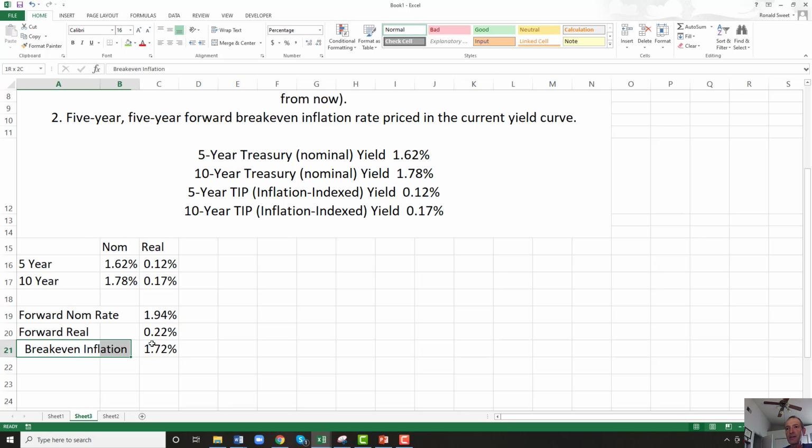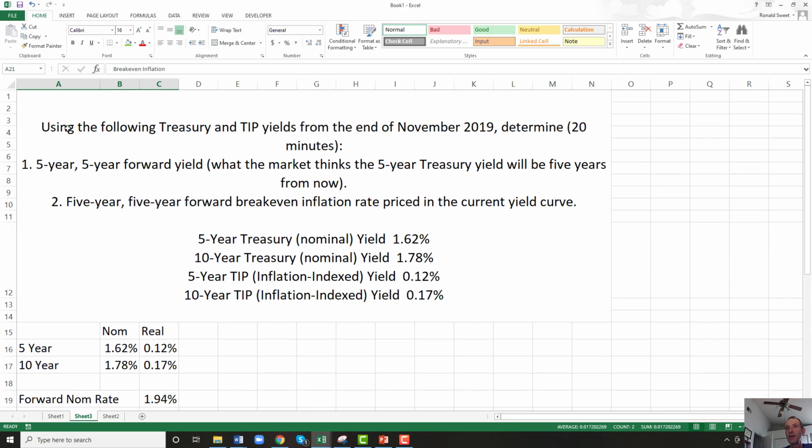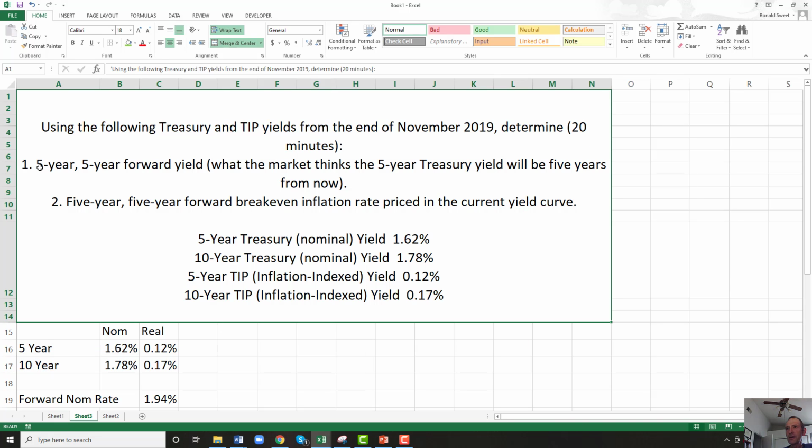And that would be the answer, because you look at the question, using the following treasury and TIPS yield. I don't know what this is, November 29. I don't know why I'm using, this must be an exam from a couple of years ago. It's kind of strange. Maybe I went back that far because I didn't want to use negative rates, but be aware I might use negative rates. Get the forward yield.